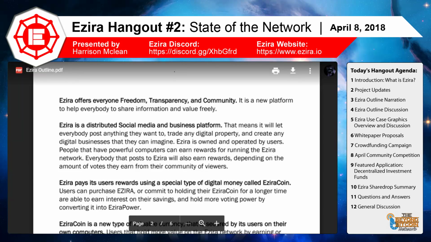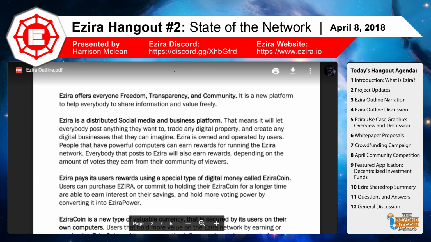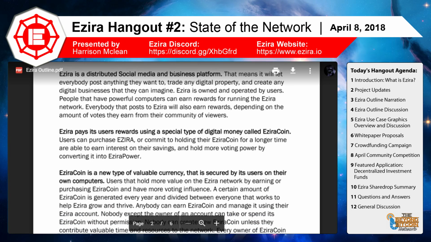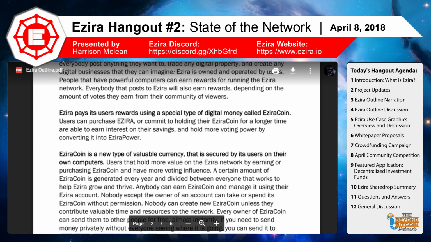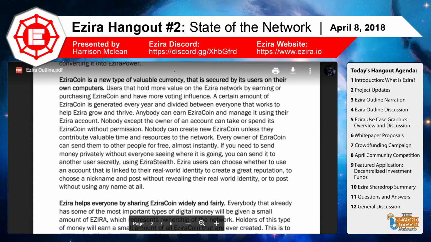Users can purchase Ezira or commit to holding their Ezira coin for a longer time, and they are able to earn interest on their savings and hold more voting power by converting it into Ezira power. Ezira coin is a new type of valuable currency that is secured by its users on their own computers. Users that hold more value on the Ezira network by earning or purchasing Ezira coin have more voting influence. A certain amount of Ezira coin is generated every year and divided between everyone that works to help Ezira grow and thrive. Anybody can earn Ezira coin and manage it using their Ezira account.